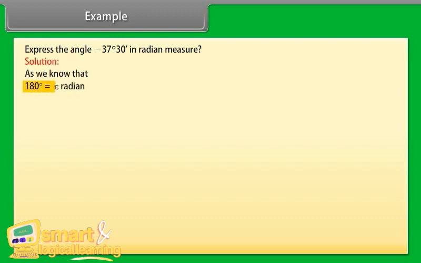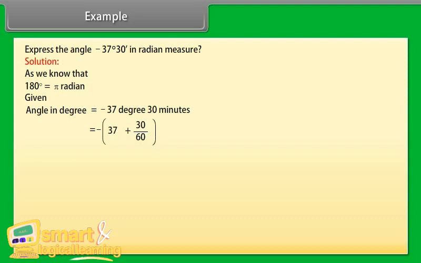Example. Express the angle minus 37 degree 30 minutes in radian measure. Solution. As we know that 180 degree is equal to π radian. Given angle in degree is minus 37 degree 30 minutes, which is equal to minus of 37 plus 30/60, which is minus of 37 plus 0.5, which is minus 37.5.